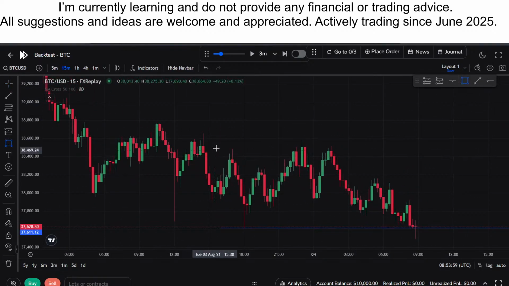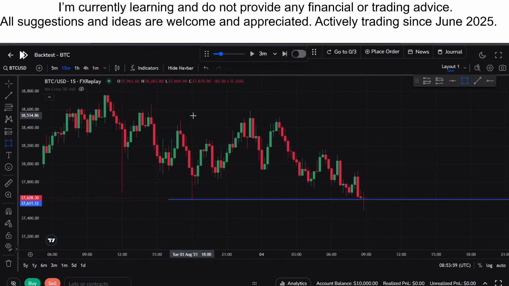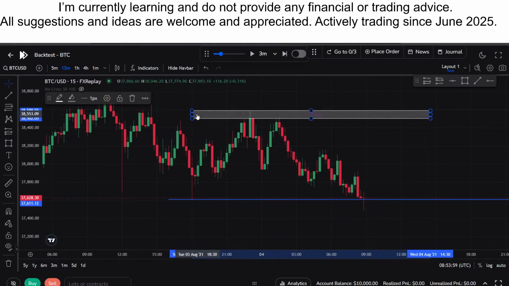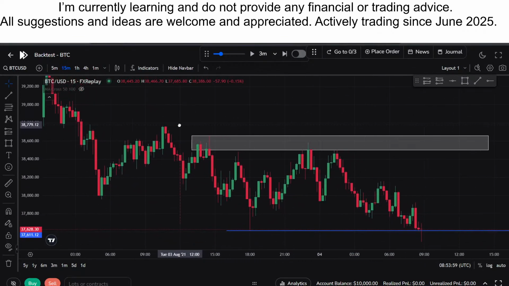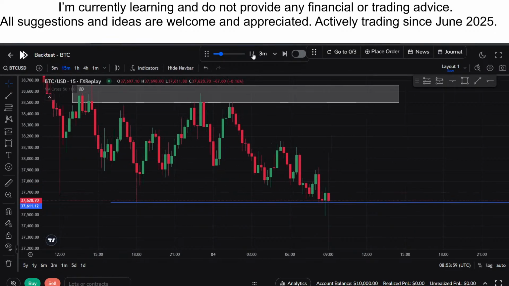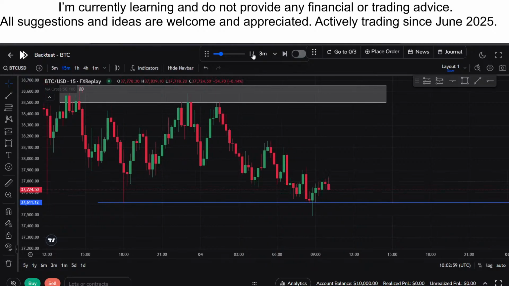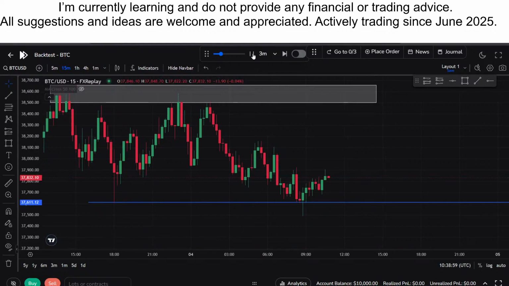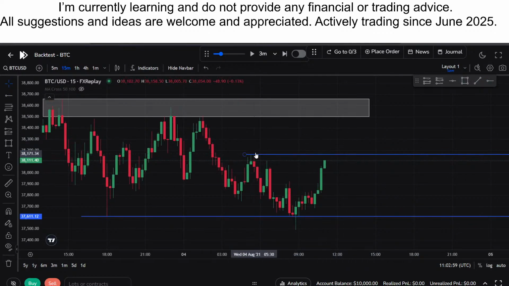Support and resistance also, we need to check support and resistance. So downtrend, and this is the support area. Okay, so let's see what the market does from here. Okay, we have the change of character, and we have this swing high. Maybe let's see what happens here.